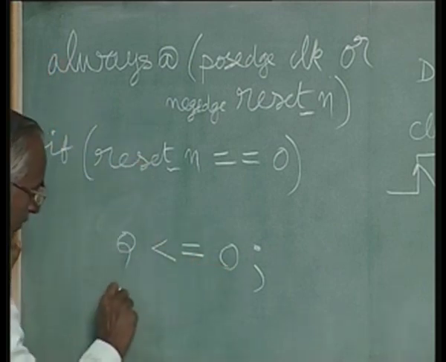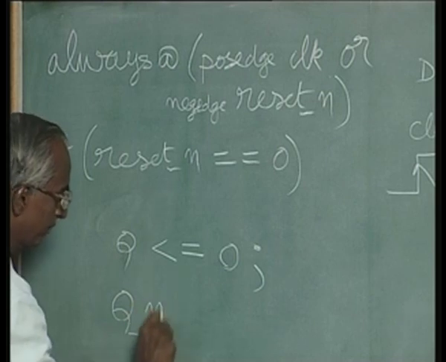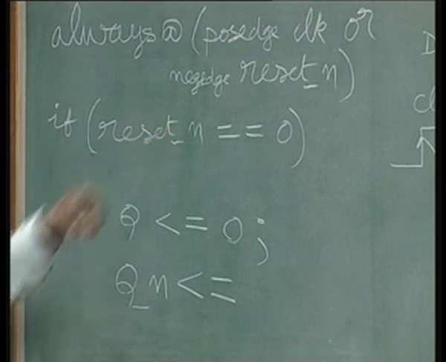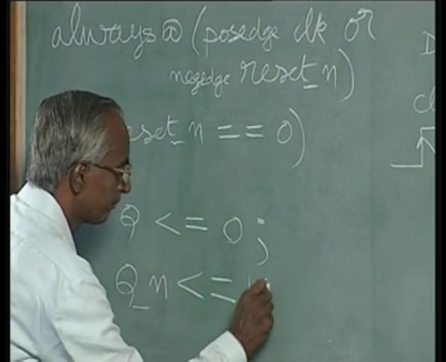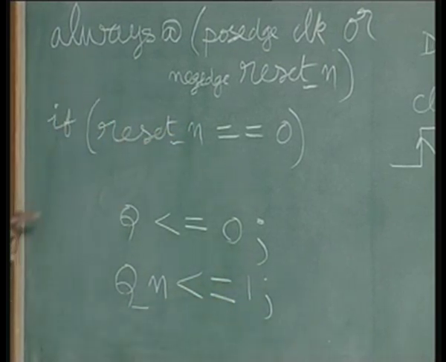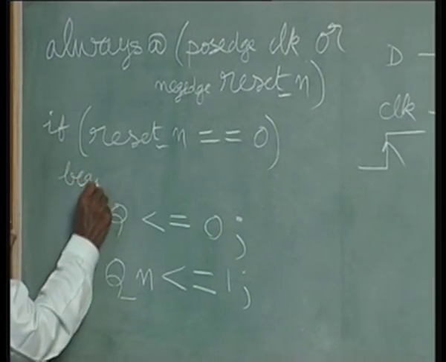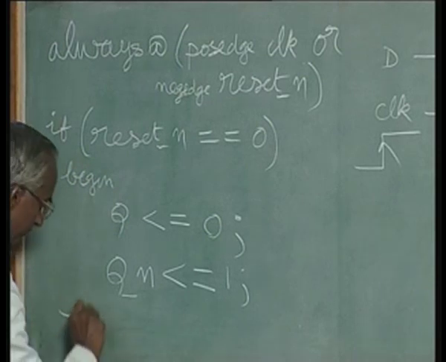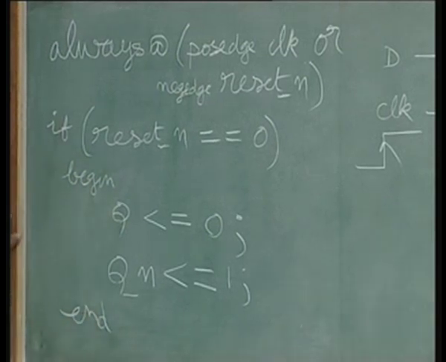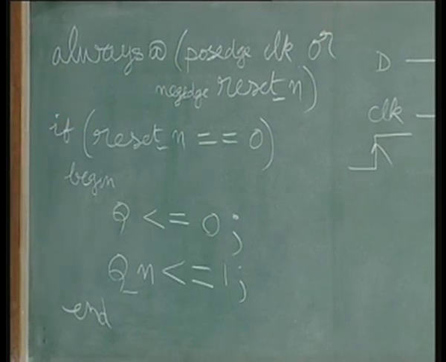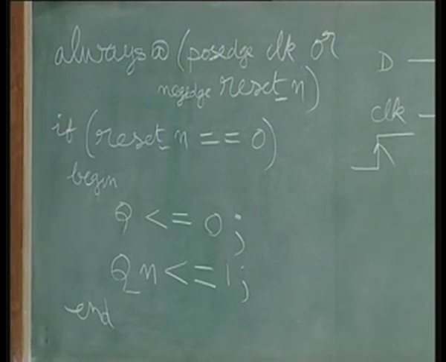Then we can write the next output also. Here what we want is 1 to come there, so we will just put 1. Because it is more than one statement, we put a begin and end. So this completes the resetting of the flip flop, whenever a power on reset occurs or a system is being reset through a manual switch, as we have seen earlier.